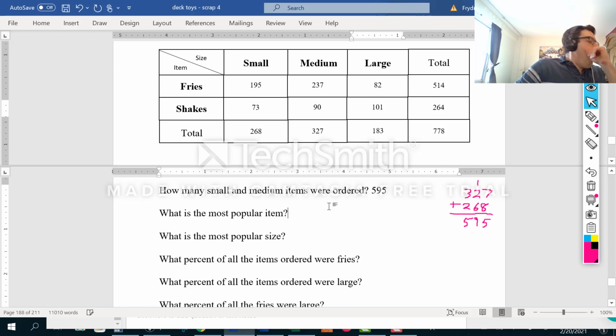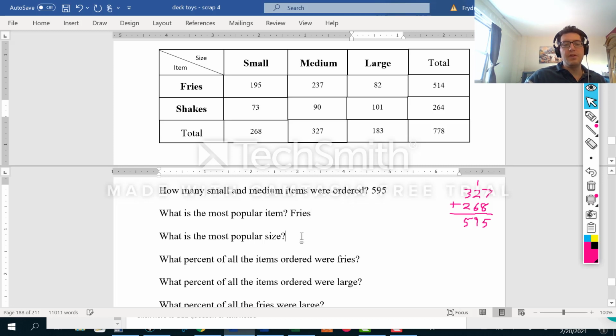What is the most popular item? Okay, so to figure out what the most popular item is, what we want to do is go over to these totals over here, which are the totals of the items, as opposed to down here, which are the totals of the sizes. So there were 514 fries which were ordered, not individual fries, but orders of fries, and 264 shakes which were ordered. So it looks like fries are more popular than shakes. So the most popular item is fries.